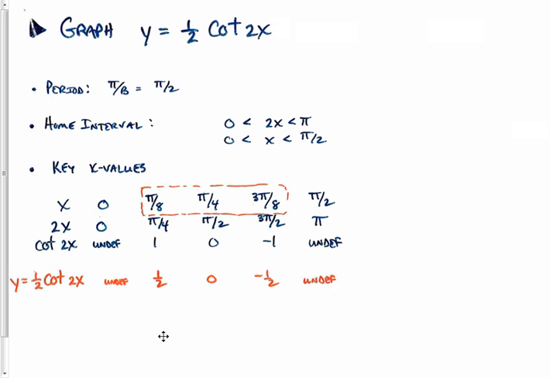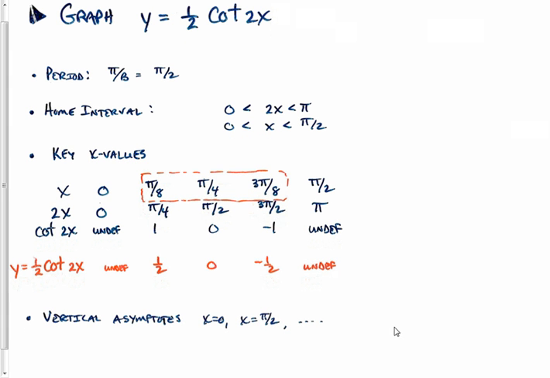Now, the last thing to do is actually calculate y, because y is 1/2 times cotangent of 2x, and so all you're seeing is my y value is 1/2 of the values here. Well, if it's undefined, it's still undefined, but 1/2 of 1 is 1/2, 1/2 of 0 is 0, 1/2 of negative 1 is negative 1/2, and 1/2 of undefined is still undefined. So we have vertical asymptotes at x equals 0 and pi over 2, and every pi over 2 units each direction.